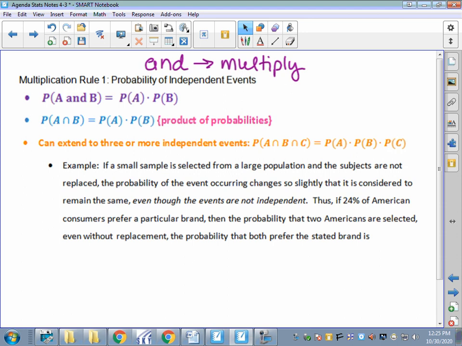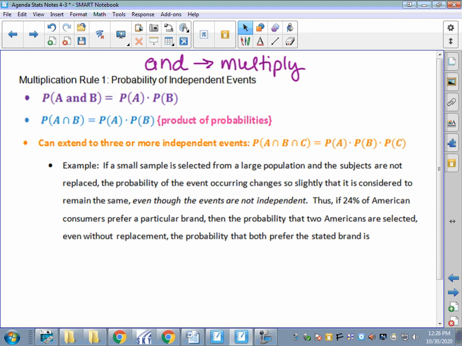There is something that we have to talk about, and I don't know if it'll make sense to you yet until we get to later on. If we select a small sample from a large population, let's say we select 10 people from Marine City out of the whole United States, so it's a small sample, large population. The subjects are not replaced. So I'm going to pick one person, and then I'm going to pick a second person, and those 10 people stay out. The probability of the event occurring changes so slightly because the population is so large that it's considered to remain the same, even though they're really not independent events. This not replaced thing is kind of a big deal.